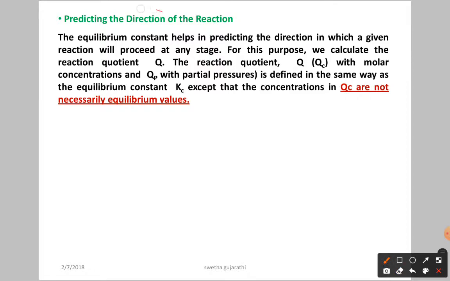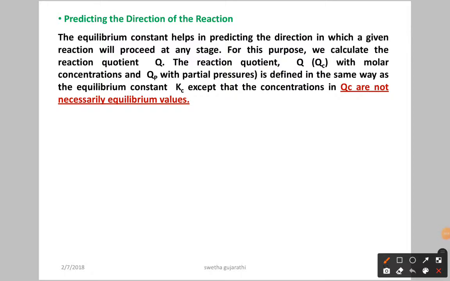Direction of reaction means: is it going in the forward direction, or is it going in the backward direction? The direction of reaction we can predict by using the equilibrium constant. Let us see how we are going to predict the direction of reaction based on the equilibrium constant.